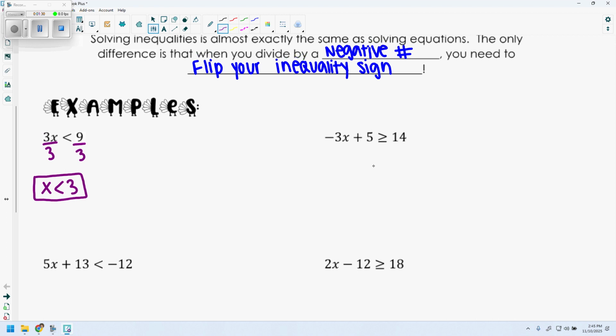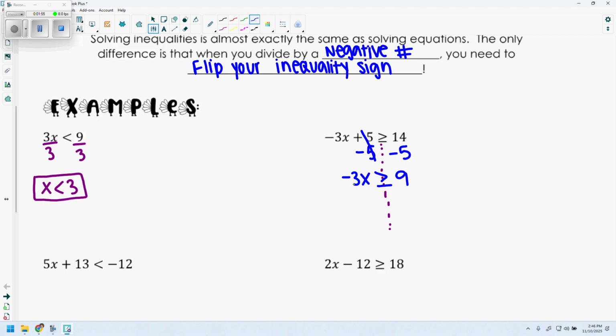Okay, on this next example. And remember, we like to draw our lines, so we remember to do the opposite over the line. So my first step is to get rid of the constant. So I'm going to subtract 5 on both sides. So those cancel. And we get negative 3x is greater than or equal to 9.